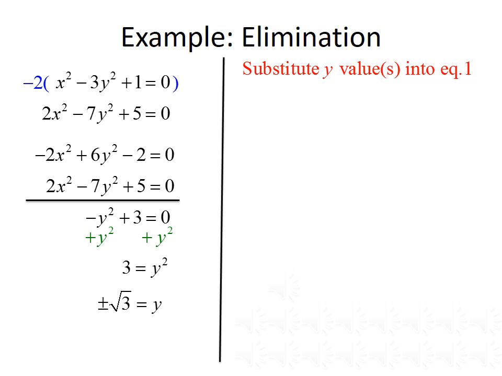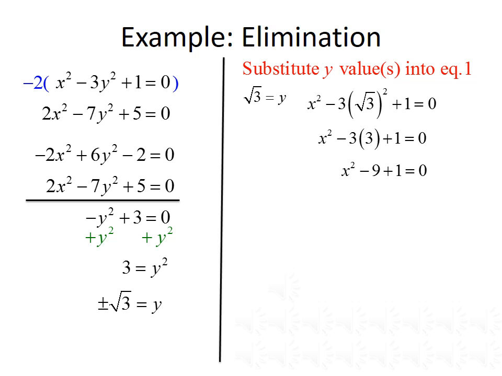So let's substitute our y values into the first equation to figure out what the corresponding x values would be. We'll start with y equals a positive root 3. If we plug that into our first equation, we'll get x squared minus 3 times the square root of 3 squared plus 1 equals 0. If we simplify that, the square root of 3 squared is 3, so we have x squared minus 3 times 3 plus 1 equals 0.